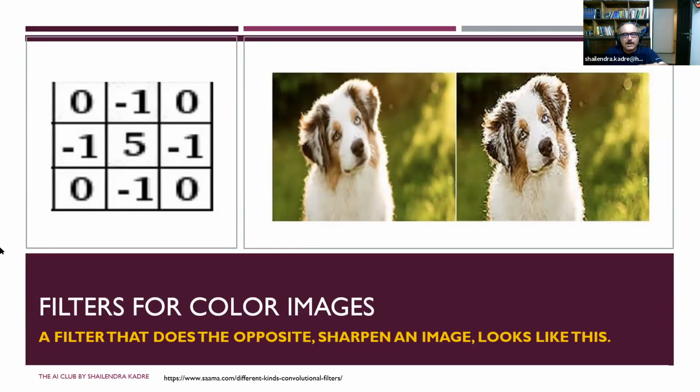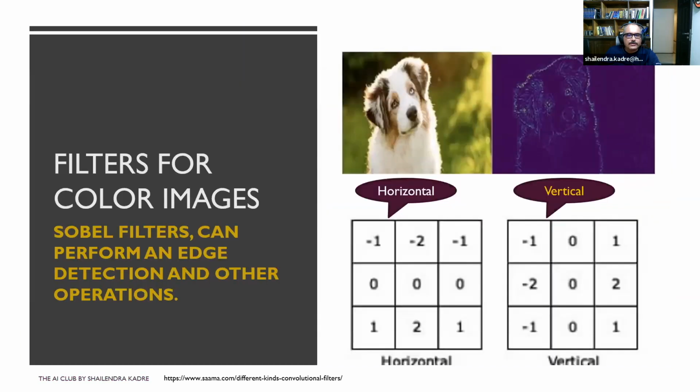Then the reverse: you want to sharpen the image. The left hand side is a blurred image. On the right hand side you see the little hair and all, a sharper image. So a filter like that will be there. You see the plus is filled up. All the corners are zeros and the plus is filled up. It is symmetric: -1, 5, -1, -1, 5, -1. This kind of filter will be used for sharpening.